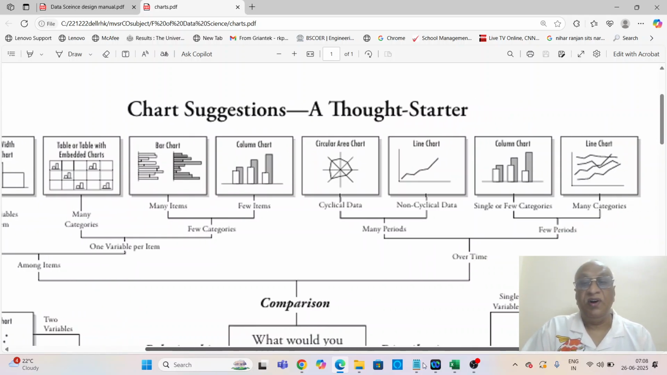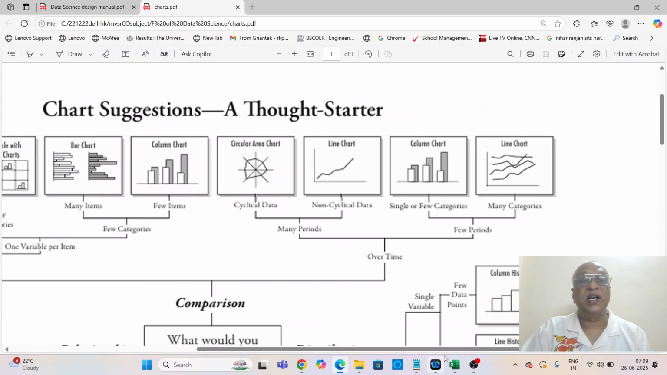Similarly, if I want to make a comparison over time with few periods, and you have a single or few categories, go for a column chart. Many categories, go for a line chart. If you want to make a comparison over time with many periods, if it is cyclic data, go for a circular area chart. If it is non-cyclic data, go for a line chart.